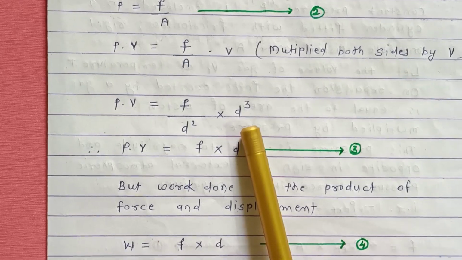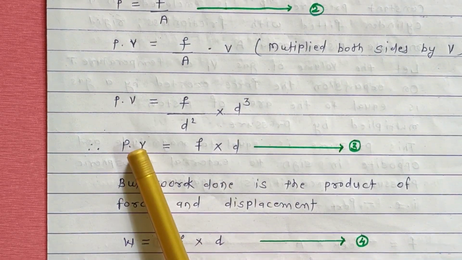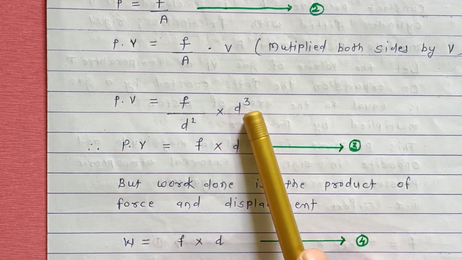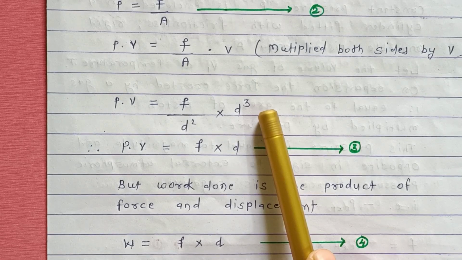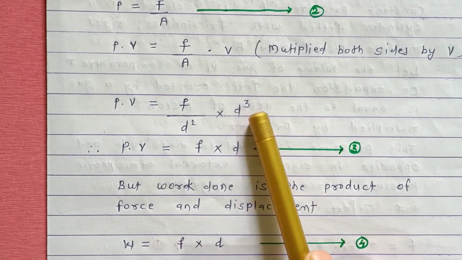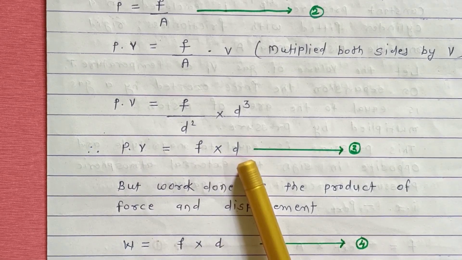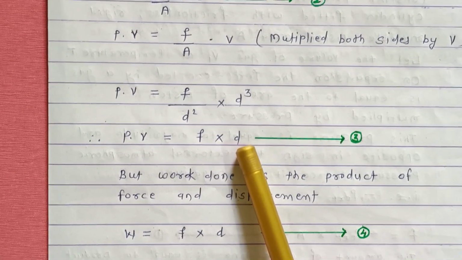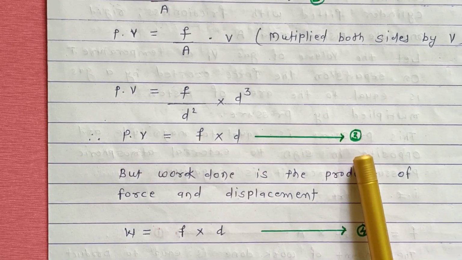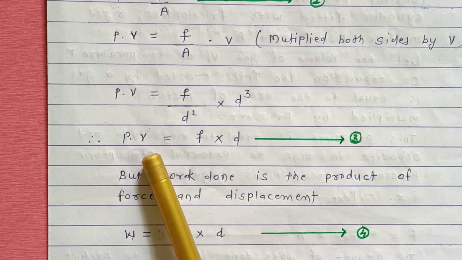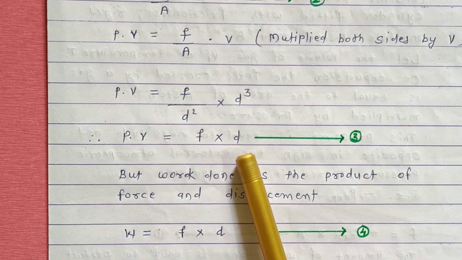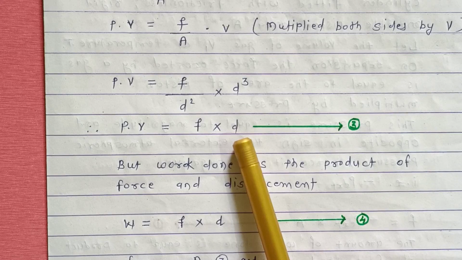Okay. After solving this, P into V as it is. D square cancels, and one D is remaining. Here D cube means D square into D. D square cancels, one D is remaining. So P into V is equal to F into D. Therefore, this becomes equation number 3. Now P into V is equal to F into D, force into displacement.